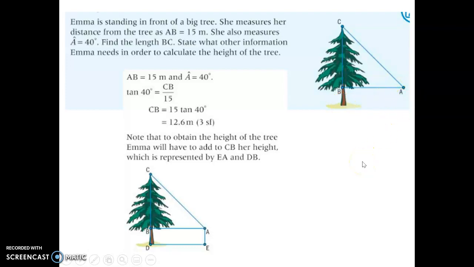Great job. Great reintroduction to basic trigonometry. Of course, we will go further and do much more complex things in trigonometry soon.